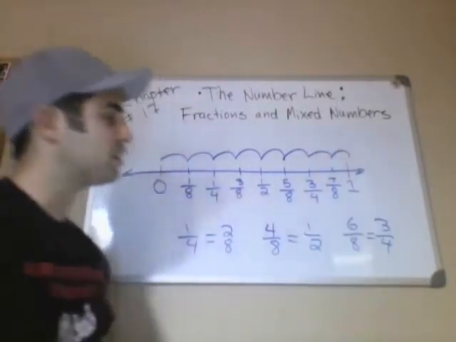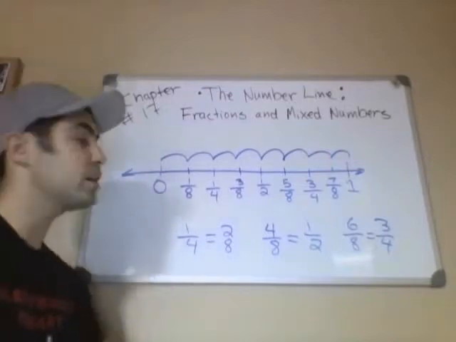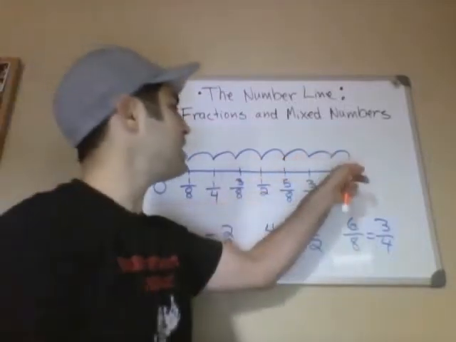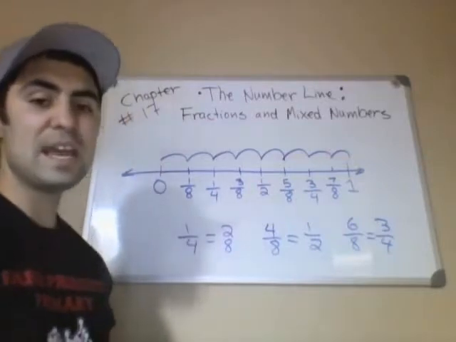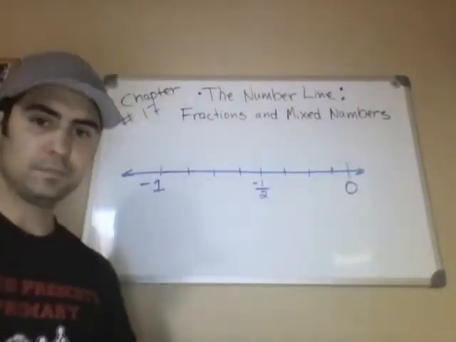And we already talked about anything over itself is 1. So 1, 2, 3, 4, 5, 6, 7, 8. 1 is the same as 8/8. Alright.